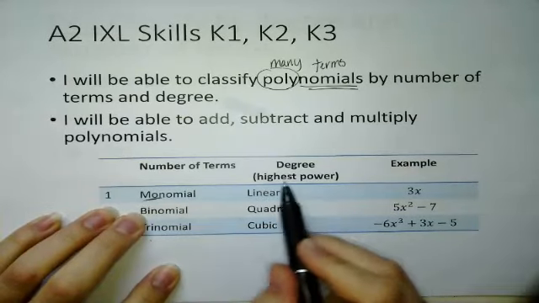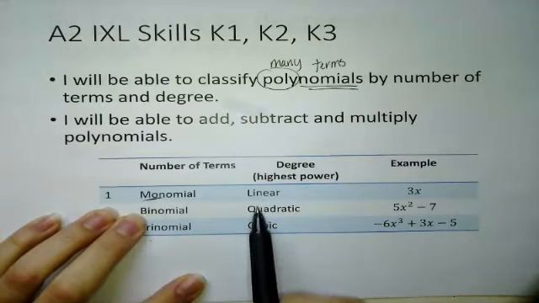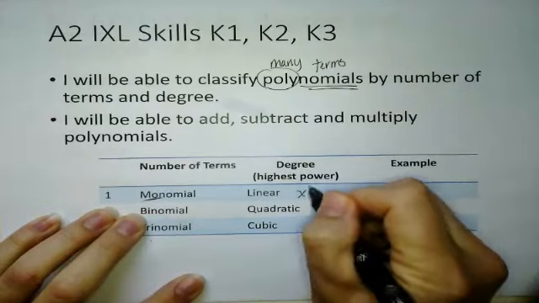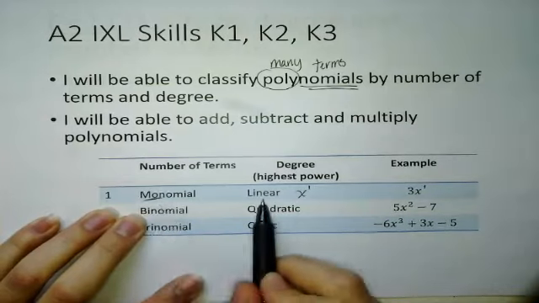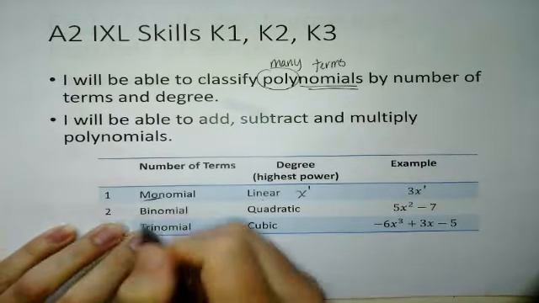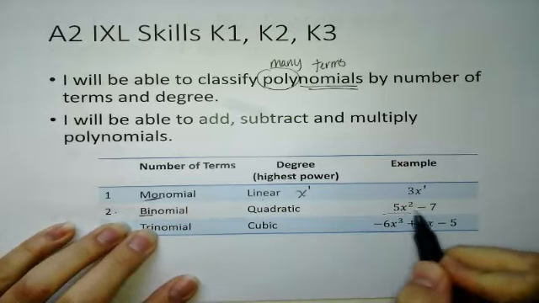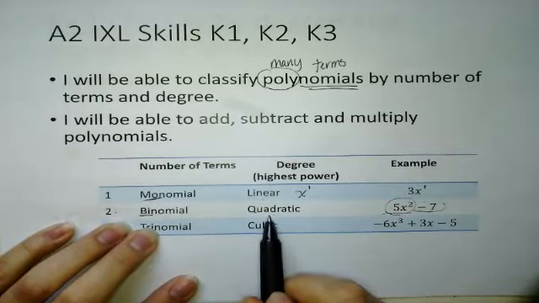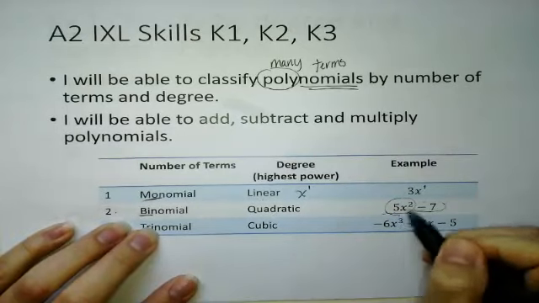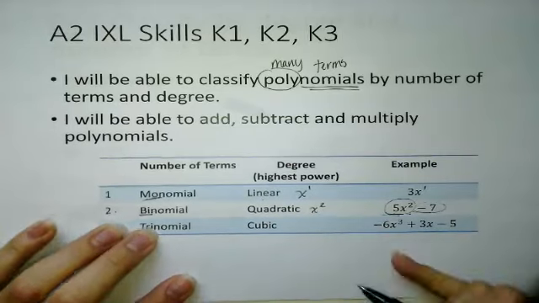Degree is the highest power of your variable, whatever that happens to be. And so when it's x to the first power, like this one, that is also a linear function. So this is an example of a linear monomial. Binomial means two. And so here you see we have one term and a second term, so there are two terms here. And it also happens to be an example of a quadratic function. It's quadratic because it's x to the second power. That highest power is 2.